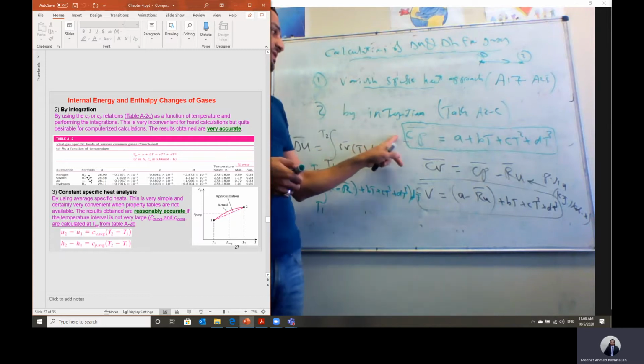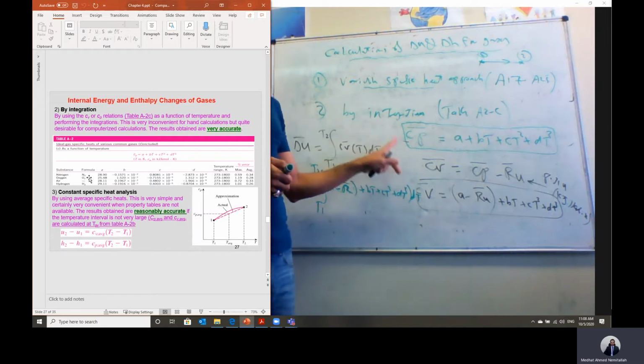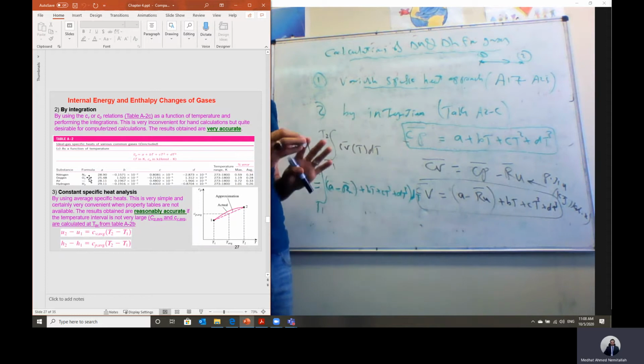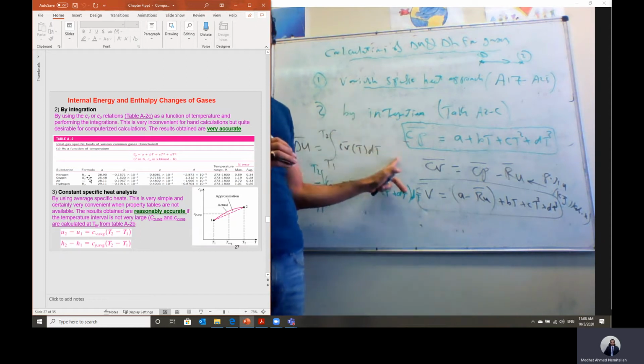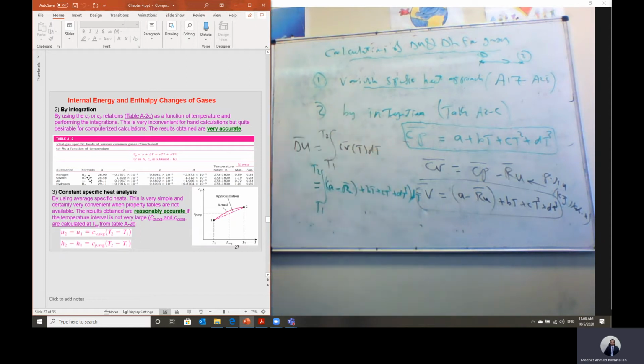This second method, based on integration, is also still an accurate method. So the first one is the most accurate, variable specific heat based on the experiment. The second one, based on the integration, still has high accuracy. There is a third method, which we call the constant specific heat approach, in which we assume the specific heat is constant, not a function of temperature.